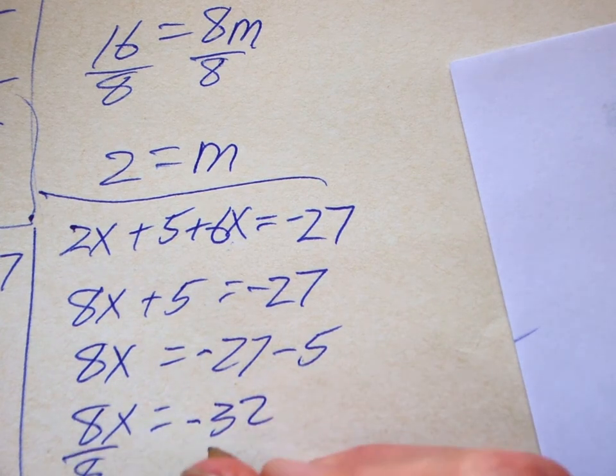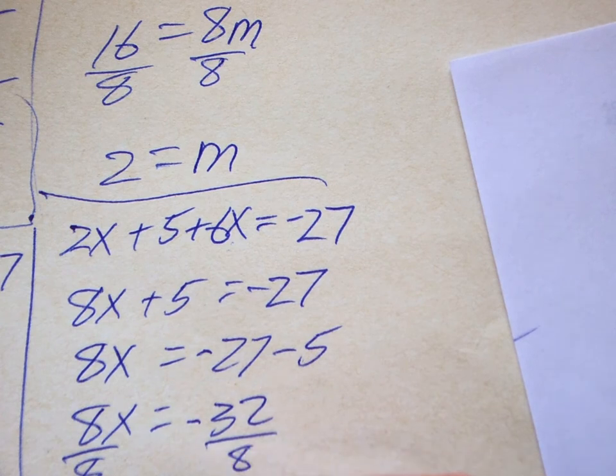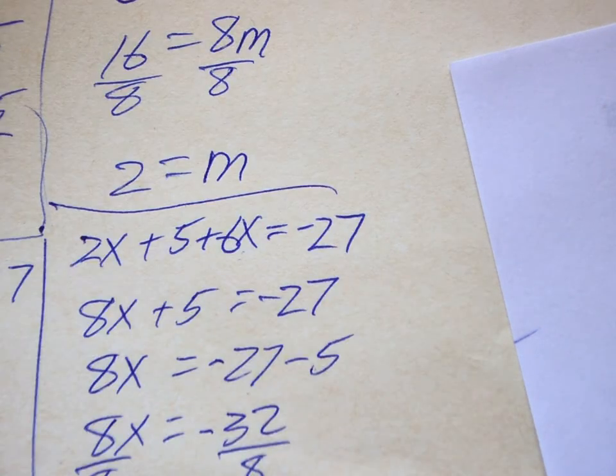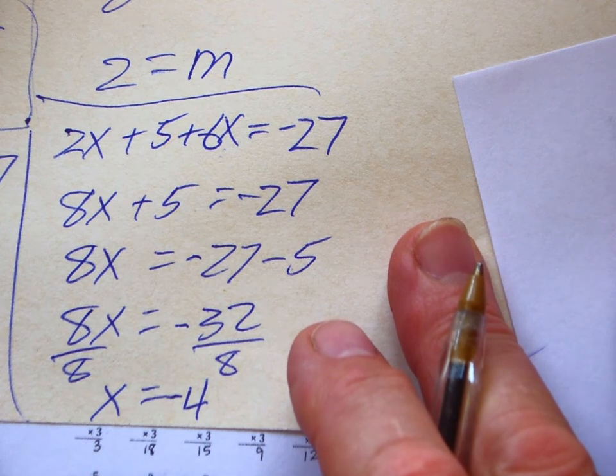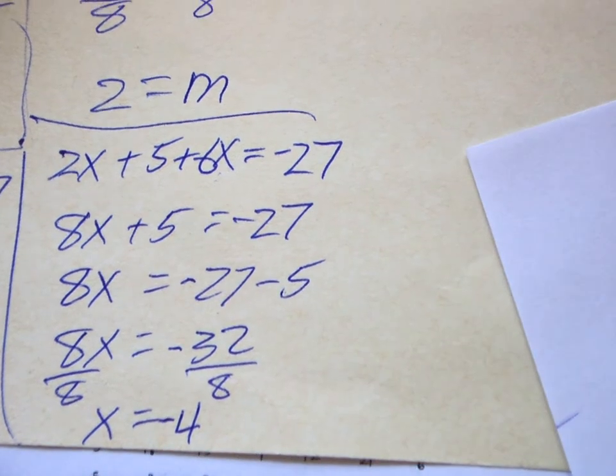You end up with x equals 32 divided by 8 is 4, and it's going to be negative 4. Okay, x equals negative 4. You divide it by 8. Okay, you getting the idea?